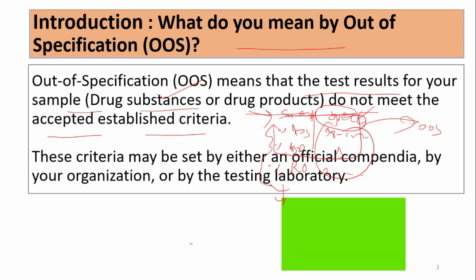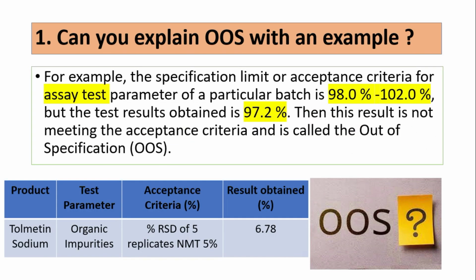These criteria may be set by an official compendia like USP, FDA, ICH, JP, Indian Pharmacopoeia or any other official compendia, or by your organization, like Novartis, Dr. Reddy's or Vindo, wherever you are working, or by the individual testing laboratory. Next, can you explain OOS with an example?